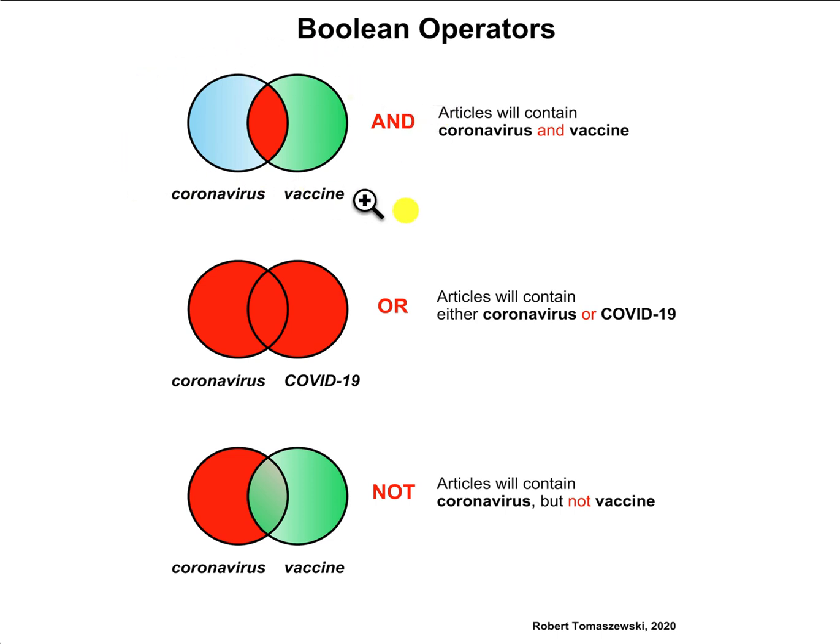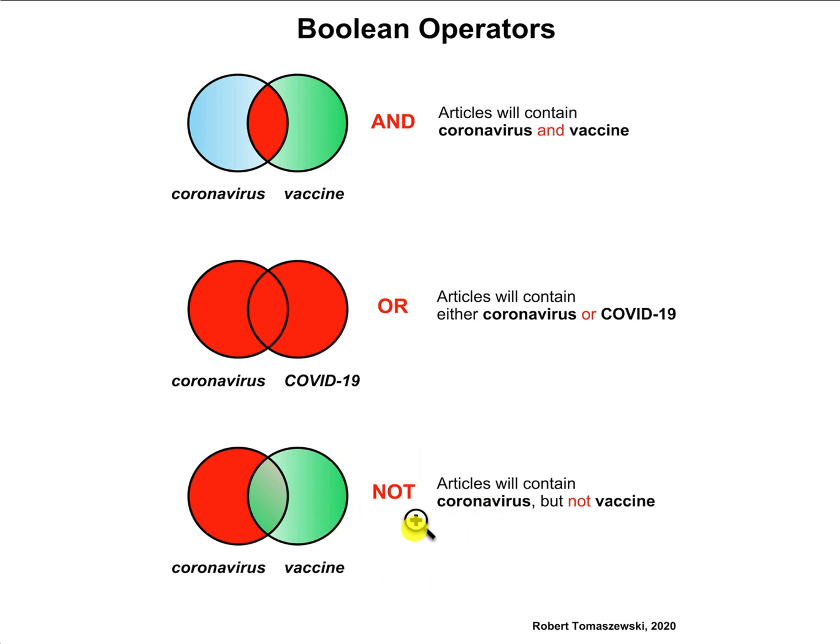On the other hand, with the OR operator, you use that to broaden the search. For example, coronavirus or COVID-19 instructs the database to retrieve all documents that contain coronavirus or COVID-19. The OR operator is generally used with synonyms. These are similar words, so you don't miss out anything in the literature.